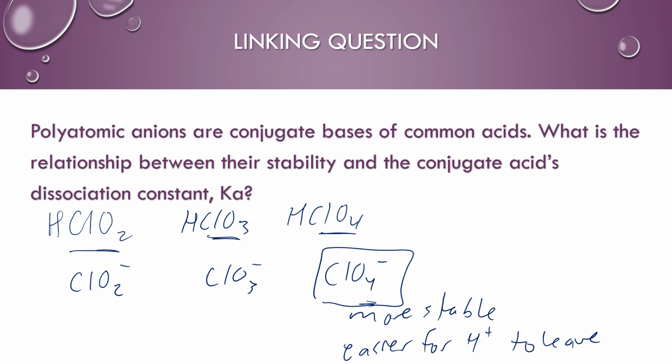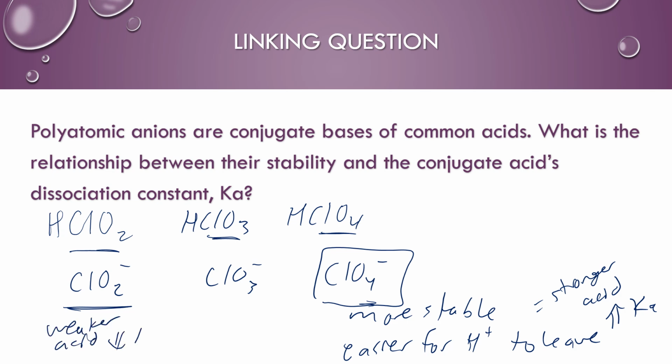If it's easier for the hydrogen to leave, that makes it a stronger acid, which means it's going to have an increased value of the dissociation constant Ka. And the reverse is true. When you go down, fewer oxygens makes it less stable, which makes it harder for the hydrogen to leave. So it makes it a weaker acid with lower Ka values.